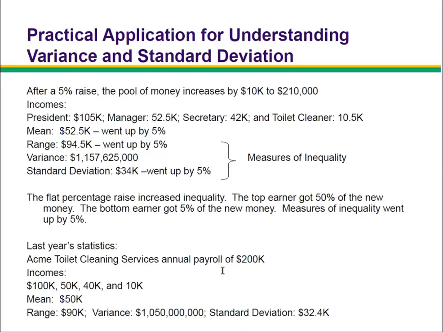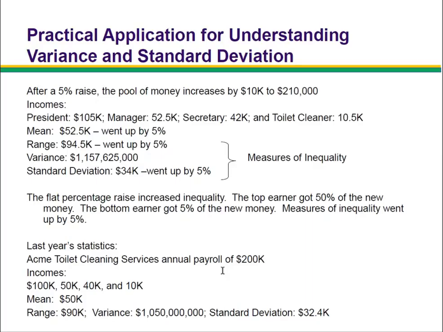After the raise, the mean is now 52,500, which is up 5% as expected. The range is 94,500, also up 5%, and the standard deviation is 34,000, also up by 5%. Now, the flat percentage raise increased inequality because the top earner got 50% of the new money. The bottom earner got 5% of the new money. So inequality increased by 5% as well.